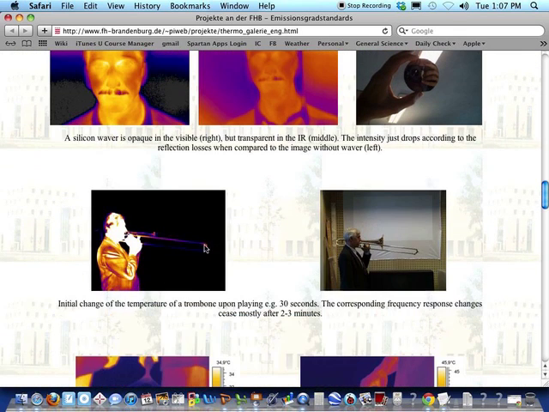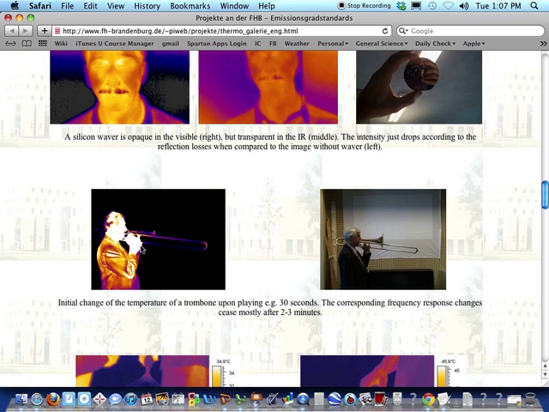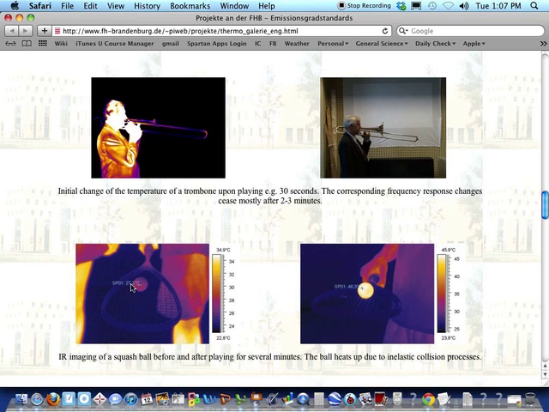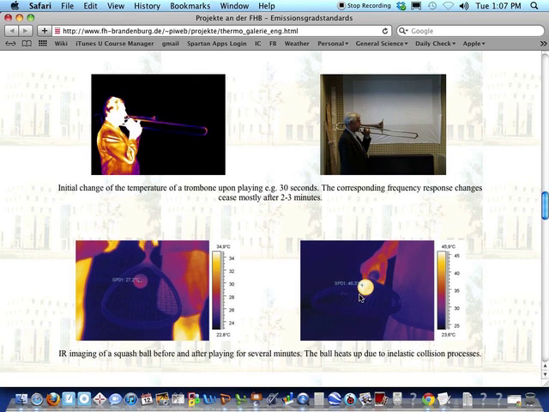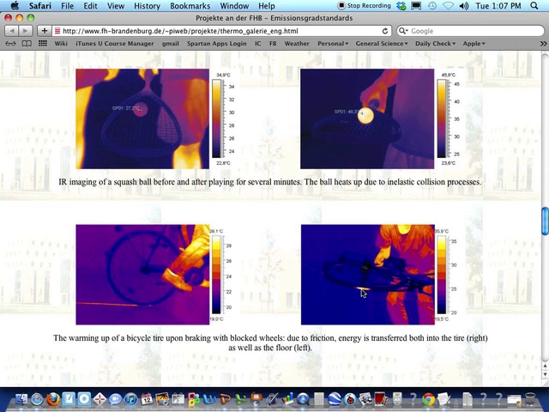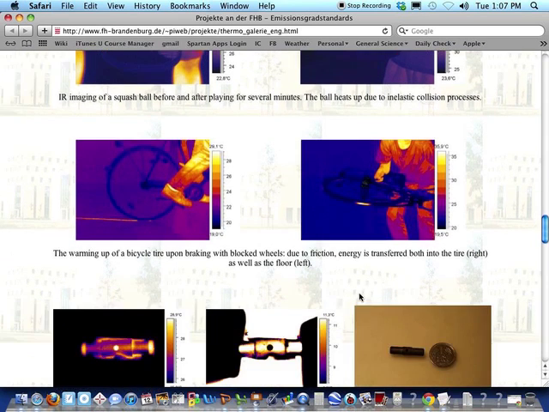Again, you get to see some of these different things. You could see the flow of air through a trombone. You could see this is a squash ball or a racquetball before playing, and then after playing, you could see the change in heat. It's all sorts. You could see the effects of friction on the pavement as you ride your bike over the pavement. This is a warmer area in the pavement caused by the friction of that bike. You can also see the tire. Is that when you track someone? That's like skidding, yeah. And so this is the area that was in contact with the ground when they skid.